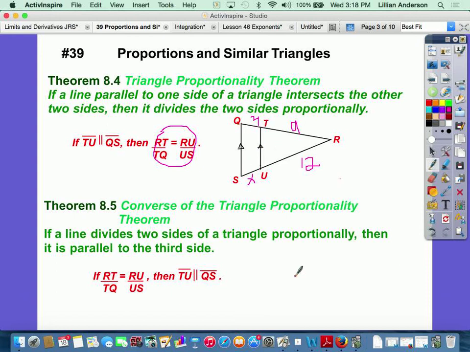Now the converse says basically the same thing, except it's just flipped. If you have a line that divides the two sides of a triangle proportionally, then you know that you have parallel lines and that this line is parallel to the third side. Okay? So again, say you were given all of these numbers. Instead, you would actually set up a proportion between your sides to see if they equal each other. Because if they did, then you know the two lines would then indeed be parallel.